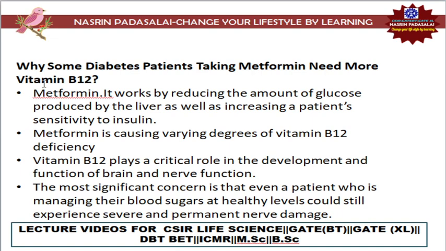Next, why do some diabetic patients taking metformin need more vitamin B12? Metformin is a drug prescribed for many diabetic patients, specifically type 2 diabetic patients. This drug works by reducing the amount of glucose produced in the liver, as well as increasing the insulin sensitivity of the patient. Metformin causes a varying degree of vitamin B12 deficiency. So persons taking metformin are affected by vitamin B12 deficiency, and vitamin B12 plays an important role in brain and nerve function.